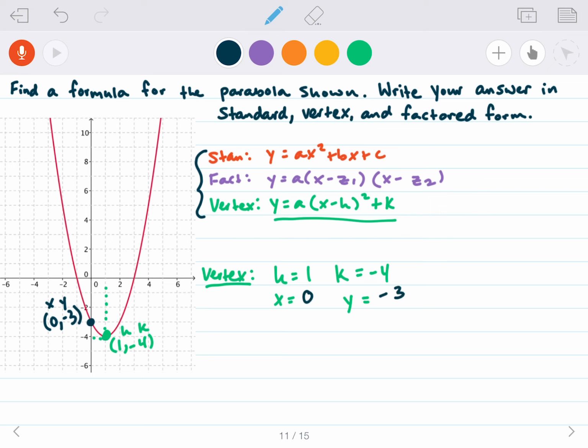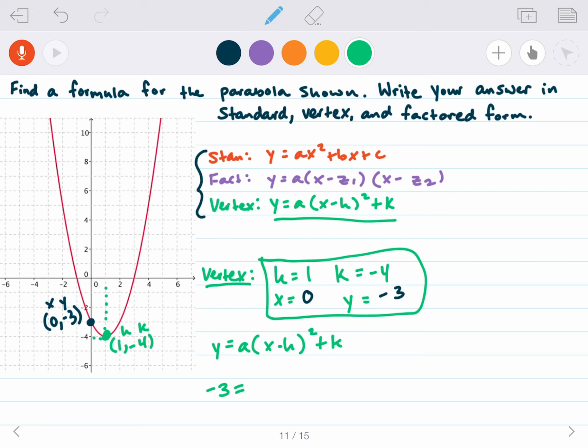And now I can plug in everything that I just found into vertex form. So let's do that. To figure out what a is, we want a. So vertex form is y equals a times x minus h squared plus k. Plugging in everything I just found and leaving a alone, I have negative 3 equals a times 0 minus 1 squared plus negative 4.